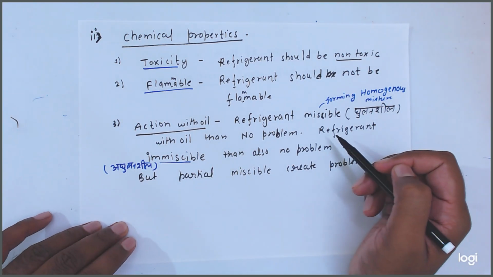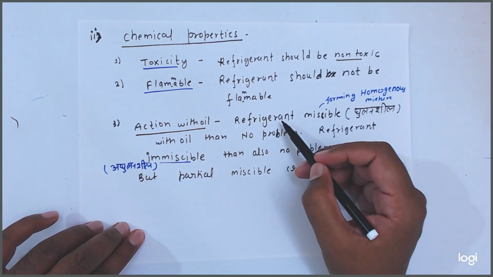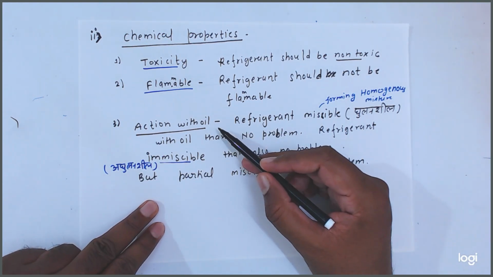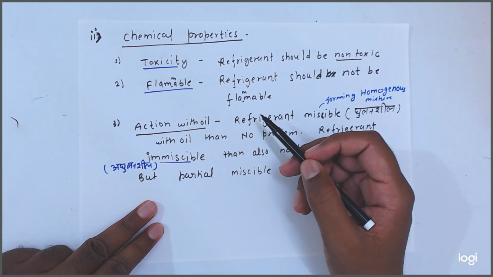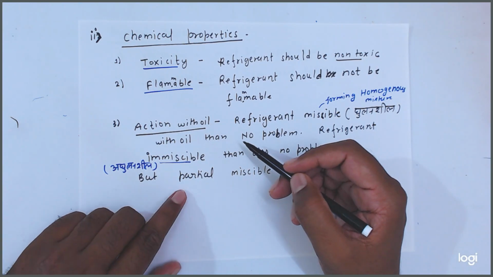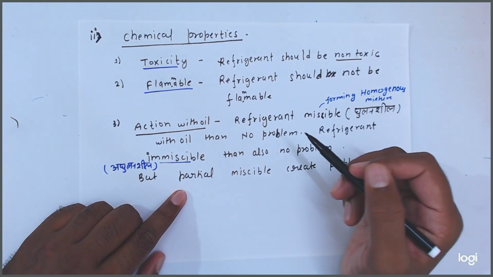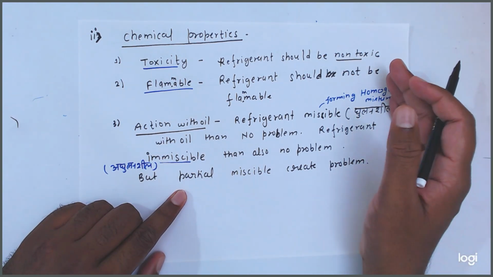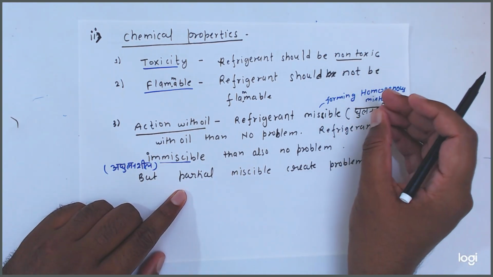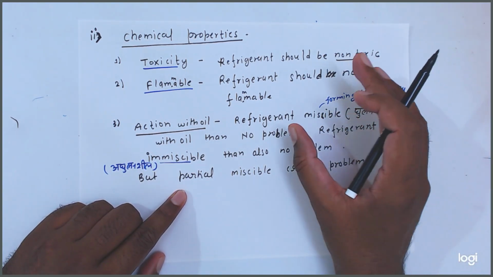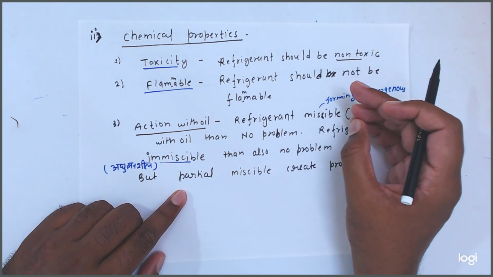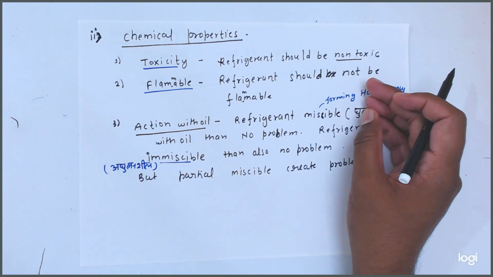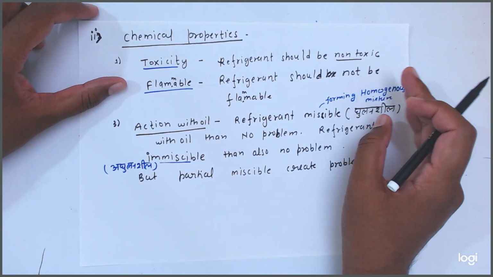But what happens, friends, when the refrigerant is partially mixed with the oil, or we can say the oil is partially mixed with the refrigerant? It will create a problem in the circuit. It will mix with the refrigerant and go to other parts of the compressor and deposit the oil. So a choking problem will be there, and other problems too. So action with oil is also important. Now these all are the chemical properties.